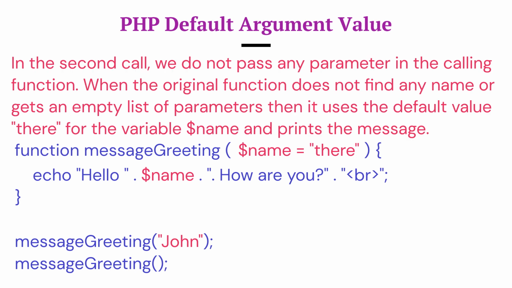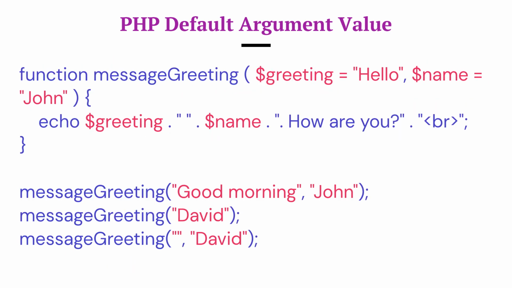In the second call, we do not pass any parameter in the calling function. When the original function does not find any name or gets an empty list of parameters, then it uses the default value, there, for the variable $name and prints the message. Let's see another function where there are 2 parameters.